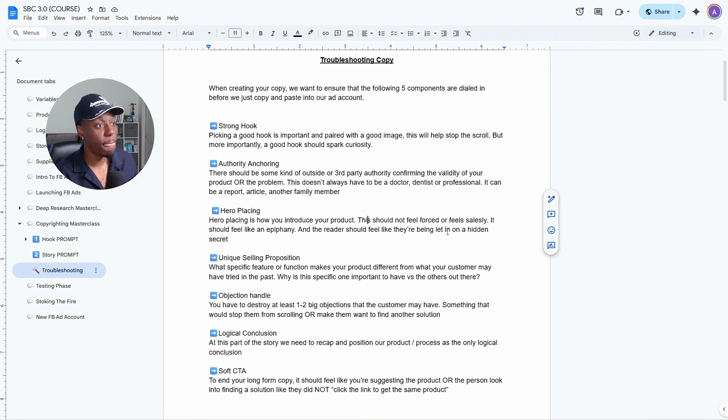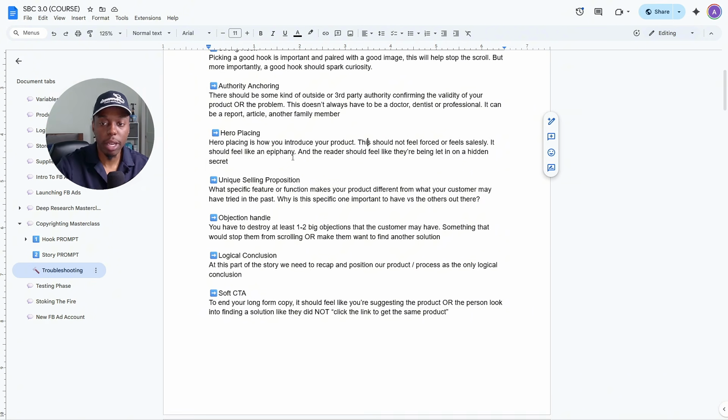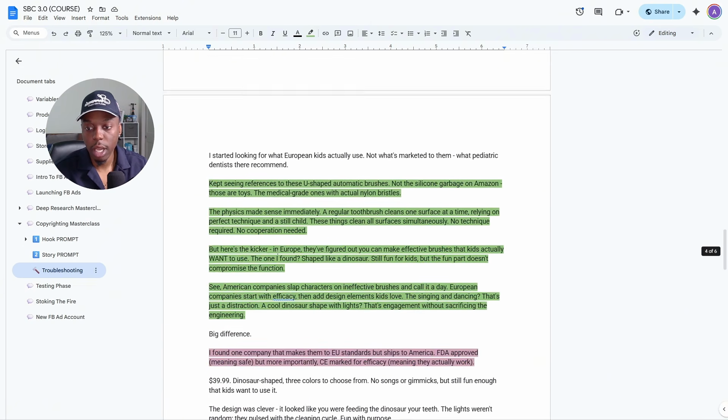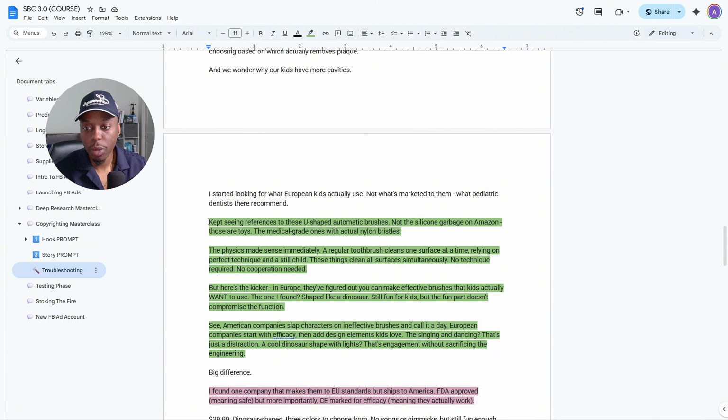So in other words, how do I get people to buy from me and not go to Amazon, or just not buy at all, or not click on the ad at all, or go through my website at all? You have to do proper hero placing. So hero placing here, highlighted in green, is how we introduce the product.